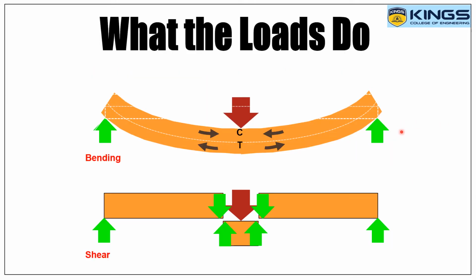So these are the two major things that will happen when we apply some loads, whatever may be the load, either concentrated, UDL, or UVL. These two things will happen definitely. So this is a beam with an applied concentrated load at its center. Then C is nothing but compressive and T is nothing but tensile.